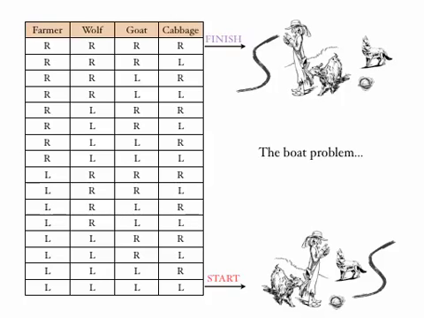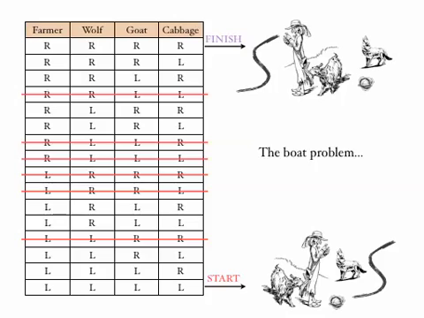So the start state, the farmer, the wolf, the goat, and the cabbage are all on the left side of the river. And in the finished state, that's the goal, that's the solution state, everything is on the right-hand side of the river. Now, throughout the middle of the table, you can see all of the possible combinations of things on the left and the right side of the river.